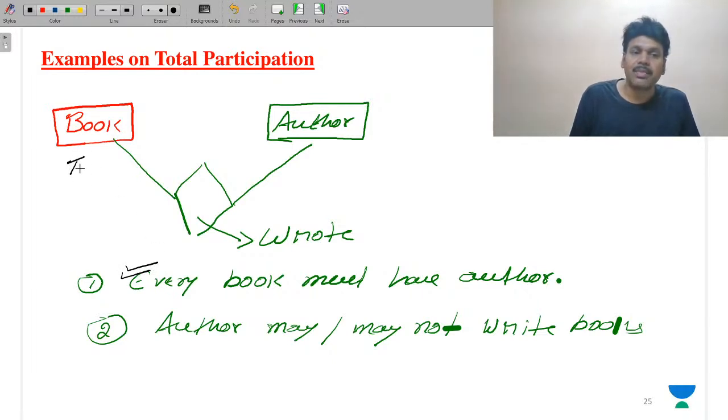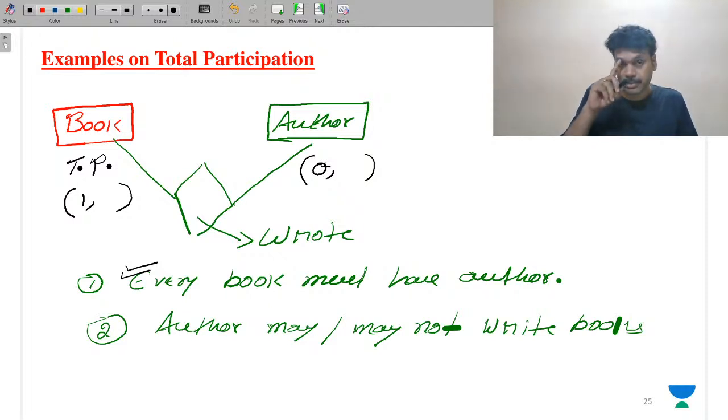Book: every book must have an author. So therefore it is a what? Total participation. Every book must be associated with an author, otherwise it's invalid. And an author may or may not write books. Therefore it is a what? Zero. Clear, friends? Let me give you the real-time mapping.